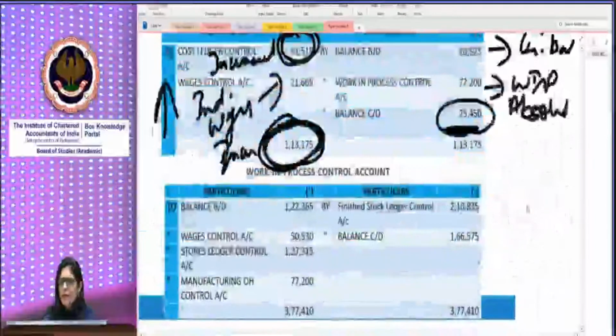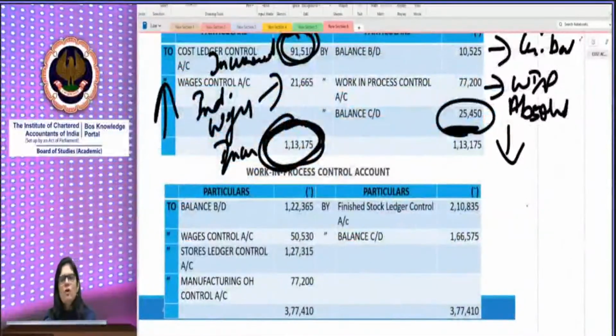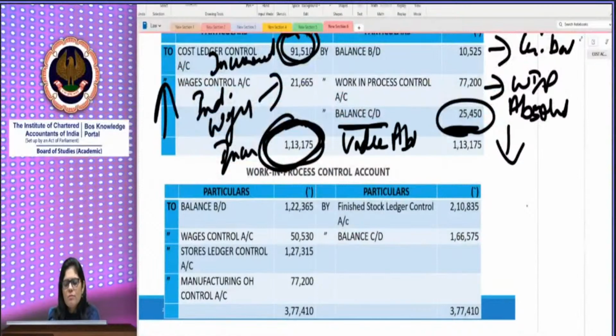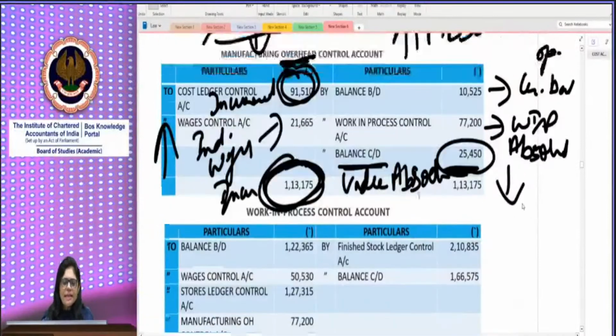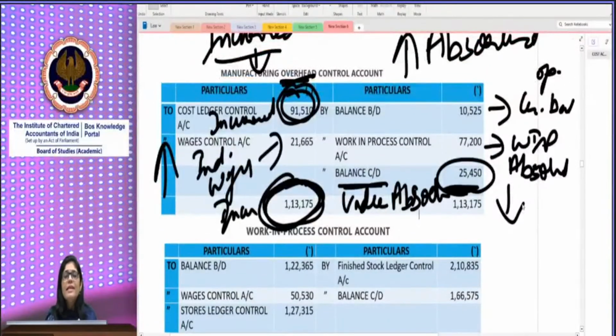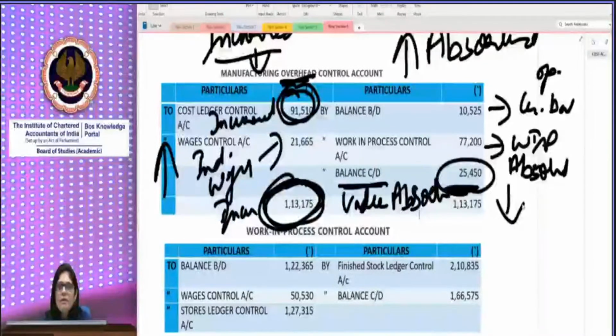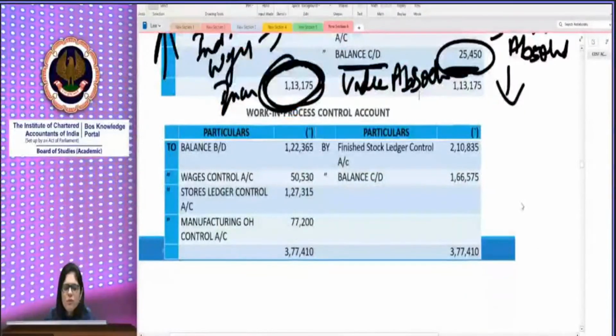Okay. So incurred was more and absorbed was less. So any balance here is under absorbed, right? When the debit side of an overhead account is greater, that means incurred is more and absorbed is less. So any balance you are writing as balance c/d means it is under absorbed. Clear? So the absorption part is less.